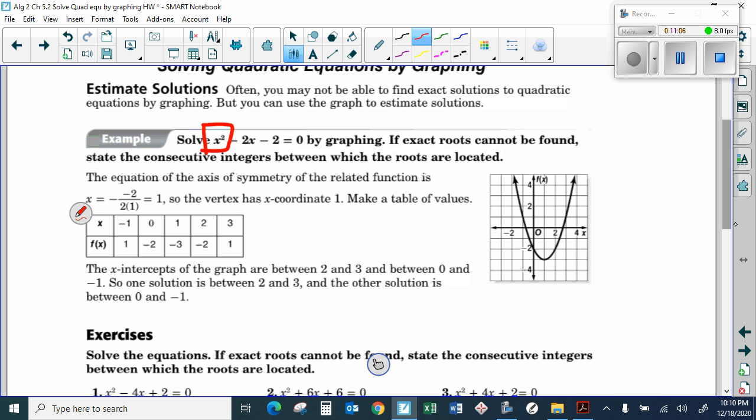Negative b over 2a gives me 2 over 2, which equals 1 for the x coordinate. And plug that in. 1 minus 2 is negative 1. Minus 2 is negative 3. So 1, negative 3 is the vertex. And there you see right there.